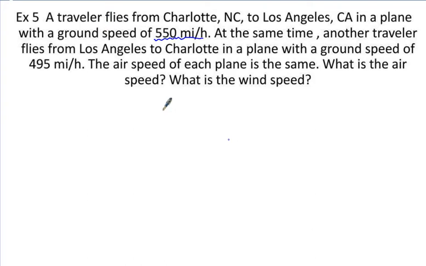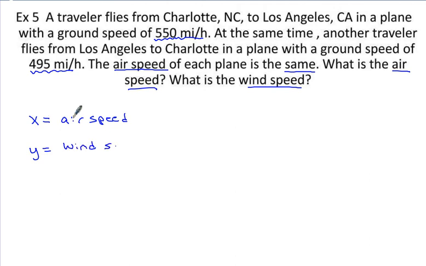At the same time, another person is getting on a plane and going from Los Angeles back to Charlotte, and their ground speed is 495 miles per hour. It says the airspeed of each plane is the same. Guys, that really matters. The airspeed of each plane is the same. They want to know what is the airspeed and what is the wind speed. So they just told you exactly what they want. They want the airspeed and the wind speed. So x equals, in order, the airspeed, how fast is it going through the air, and y equals the wind speed.